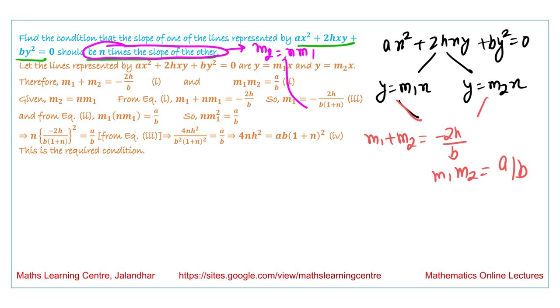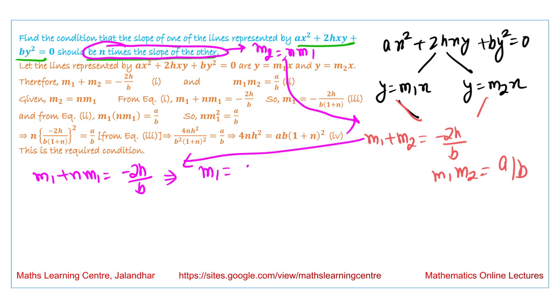If we substitute this value in these equations, we obtain m1 plus n times m1 is equal to minus 2h by b. This implies m1 is equal to minus 2h by b into 1 plus n. From the second equation, we write it is n times m1 square is equal to a by b.